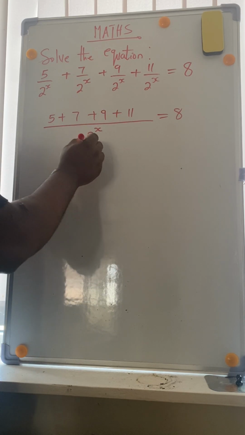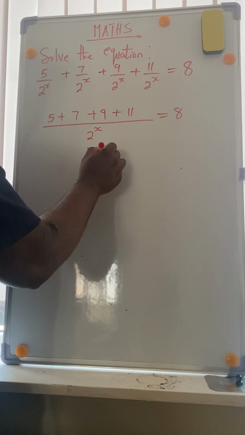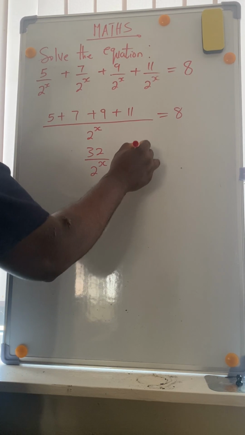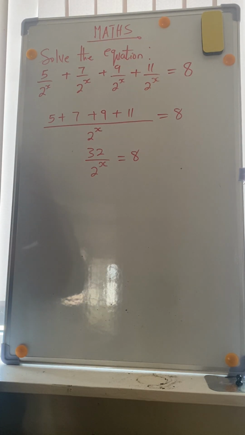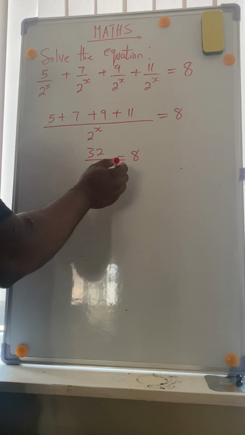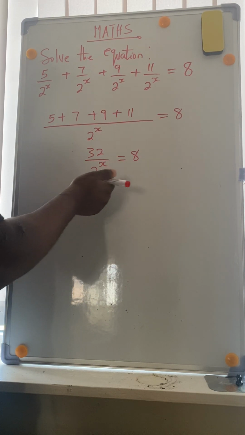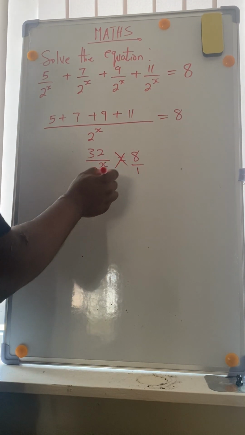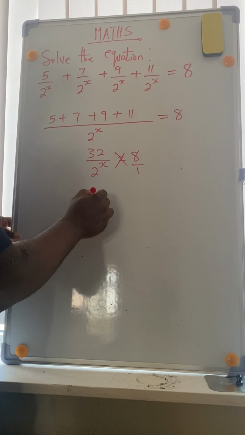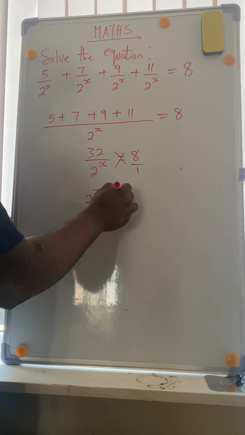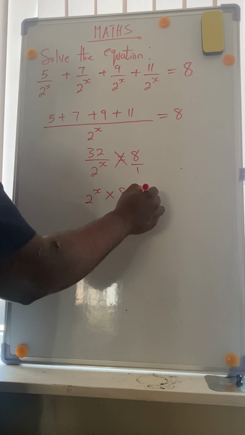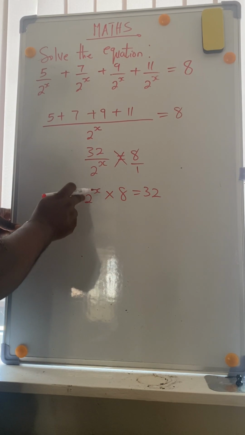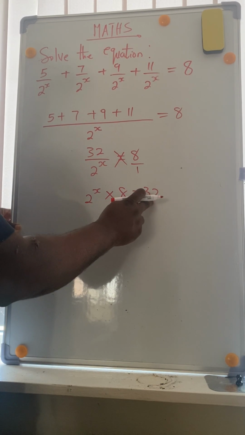So therefore, your new expression will become 32 all over 2 raised to the power of x, which is equal to 8. And from here, what do you do? You are going to cross multiply. You can take this as 8 over 1 and you cross multiply. 2 raised to the power of x multiplied by 8 will be equal to 32. And looking at this, it is 2 raised to power x times 8 equals 32.